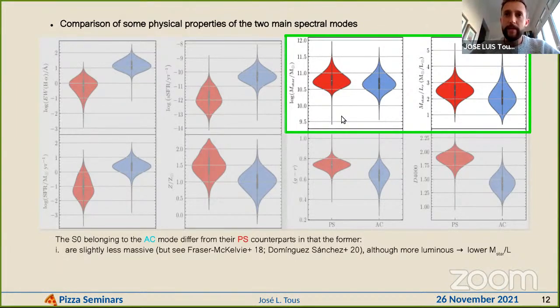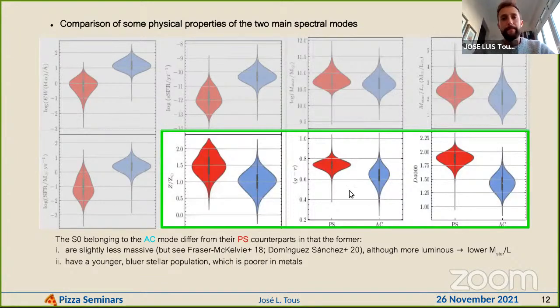And first of all, we see that despite being statistically significant, the differences of these two populations in comparison to the rest of the distributions look pretty much the same, right? And this is something that contrasts with the works I was mentioning at the beginning. Then we also find that our active population hosts a younger, bluer, and poorer stellar population than the passive counterparts.